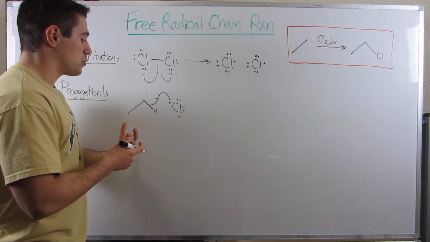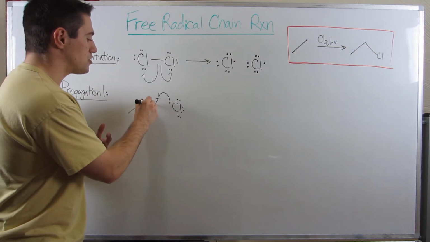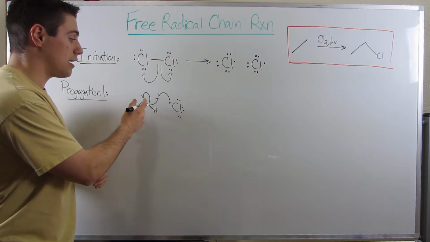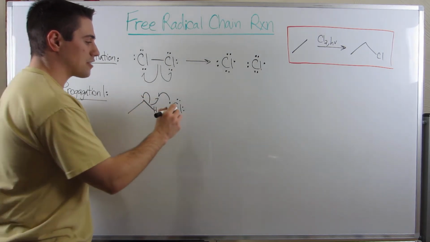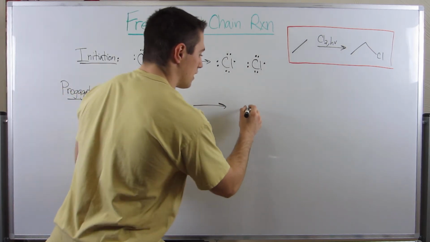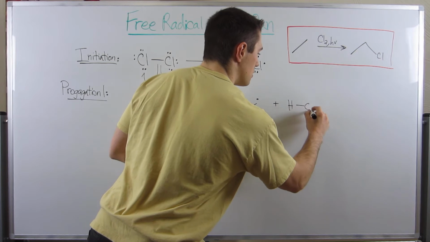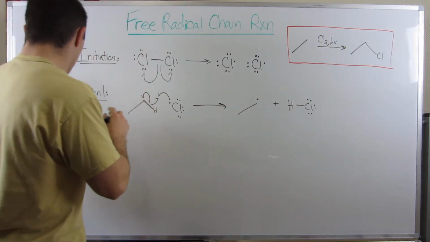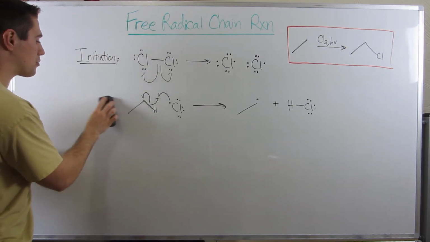What that leaves us with is the extra electron from this bond, and that's going to go onto this carbon. So he's going to become a radical, right? We're kind of forming a bond here, and he's left over as a radical, and that looks like this. Plus, we just made HCl, right? Okay, so now I'm going to abbreviate this as P1 for propagation one.